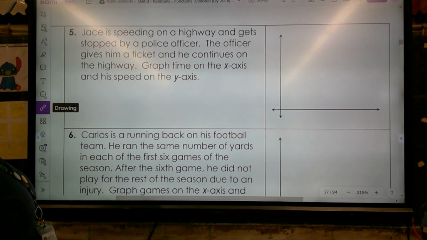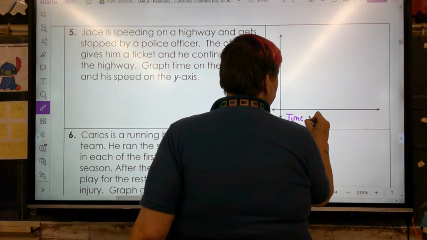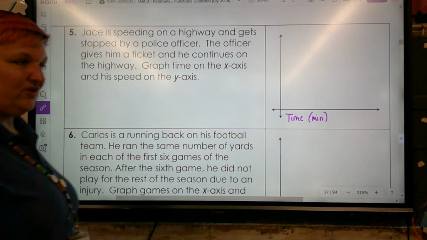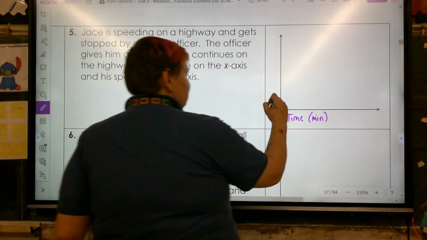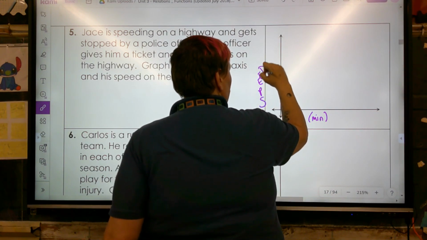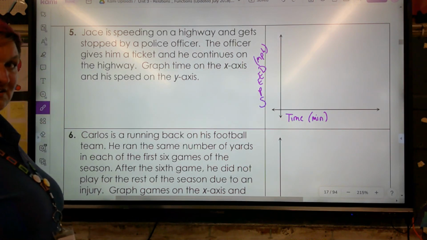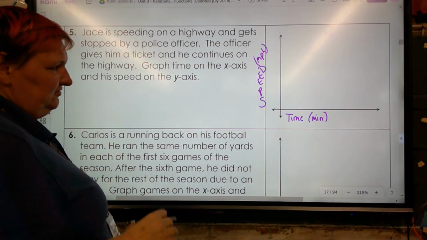Jace is speeding on a highway and gets stopped by a police officer. The officer gives him a ticket and he continues on the highway. Graph time on the x-axis, so the amount of time. We're talking about minutes because it's driving and then stopping to get a ticket and then driving again. And speed on the y-axis, in miles per hour, because that's how we measure speed when we're driving. If you were in England, it would be kilometers per hour. Don't get me started.